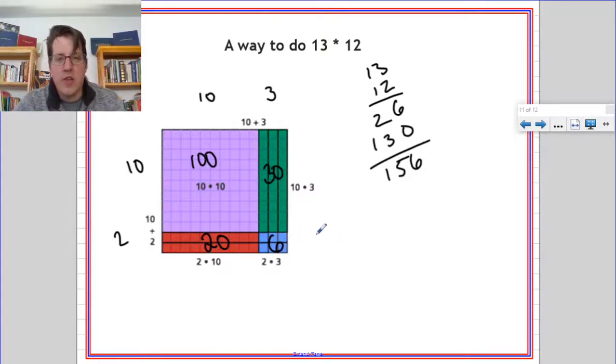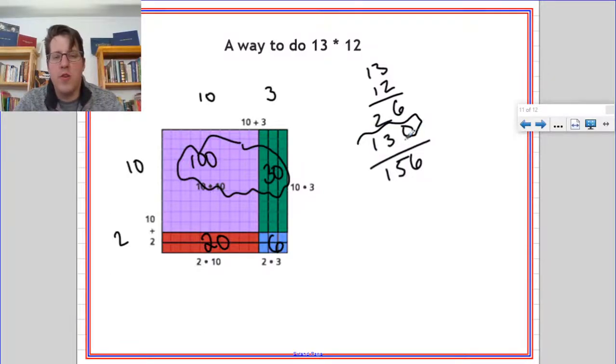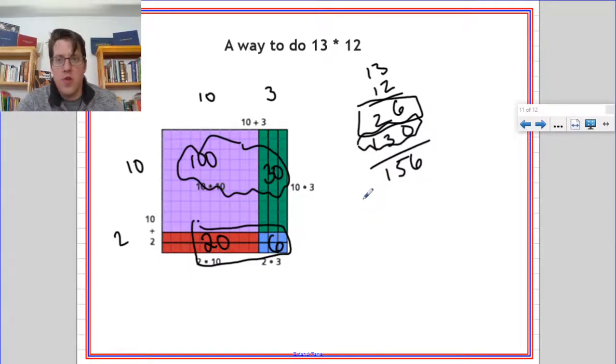And you can actually see, if you group these together, that is the same as the way I normally do it. So there's my 26. There's my 130. Okay, and this is just a way of doing multiplication for things that are larger.